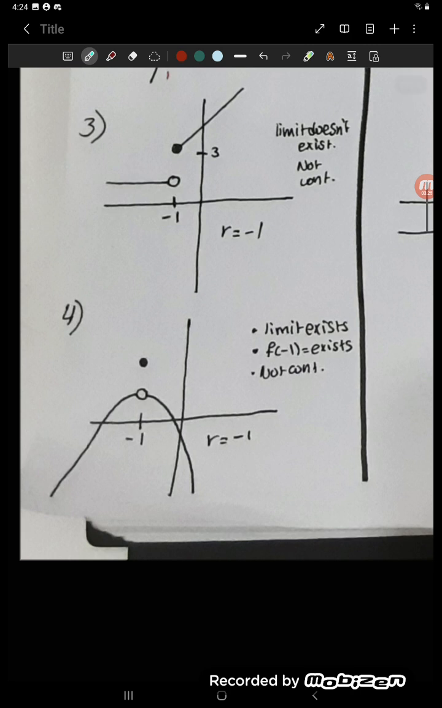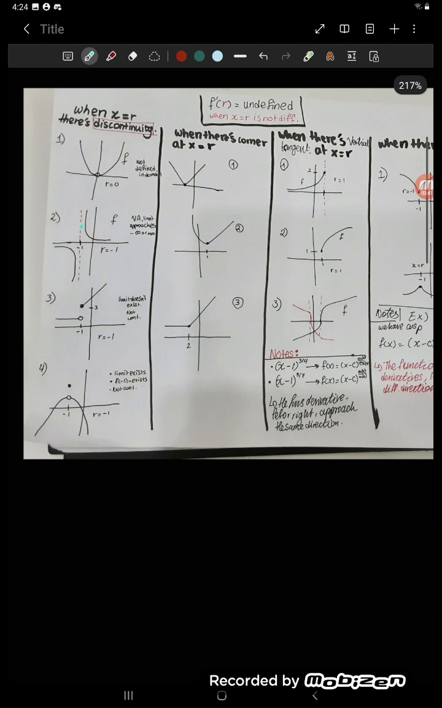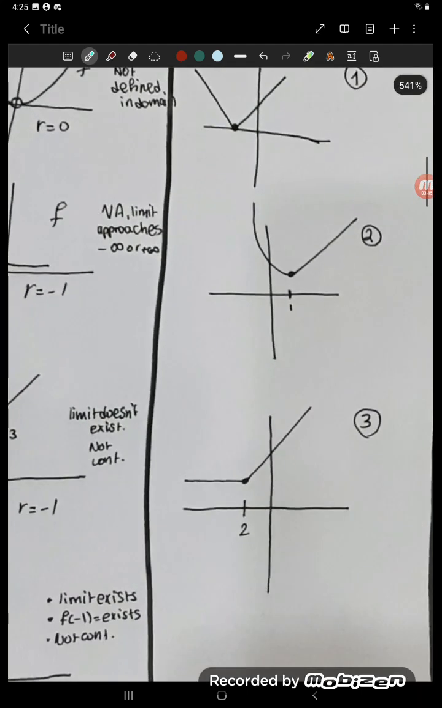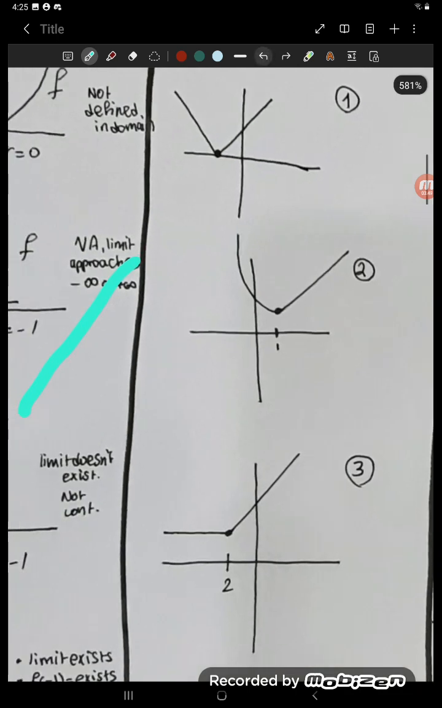And if we look at this one, yes, indeed, at r equals -1, the limit does exist, but it's not continuous, because the left and right limit does not equal f of -1. So there's that. Pretty easy. The discontinuity is not so fun, it's pretty easy. Now this is where the fun starts.